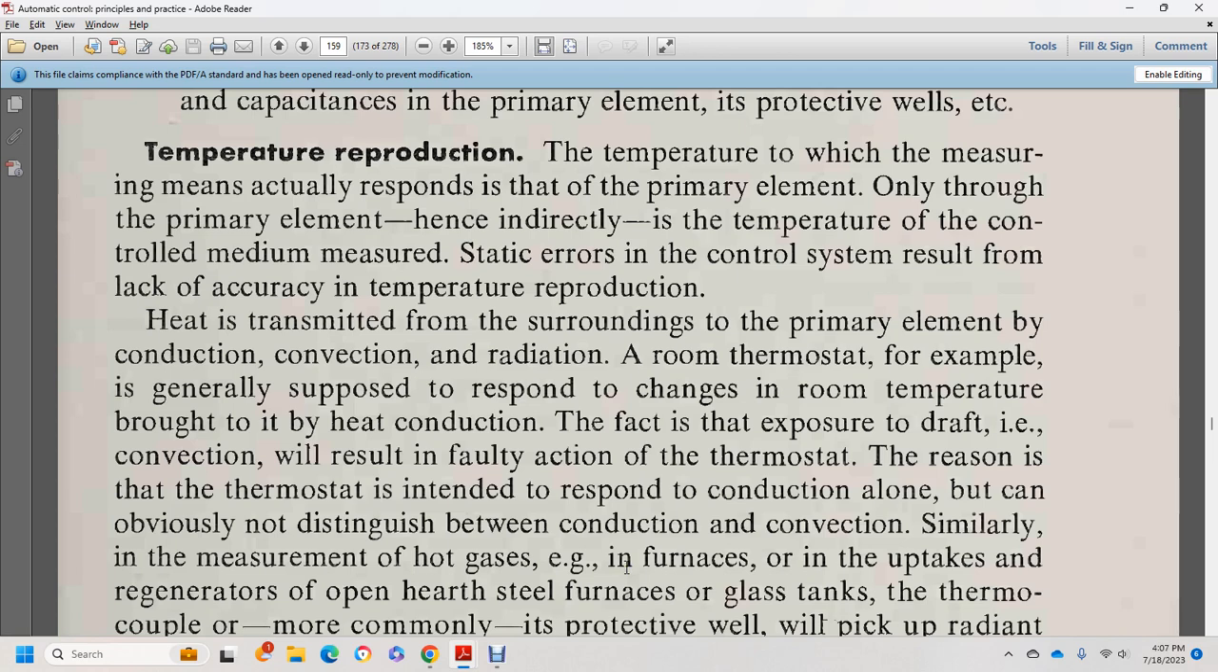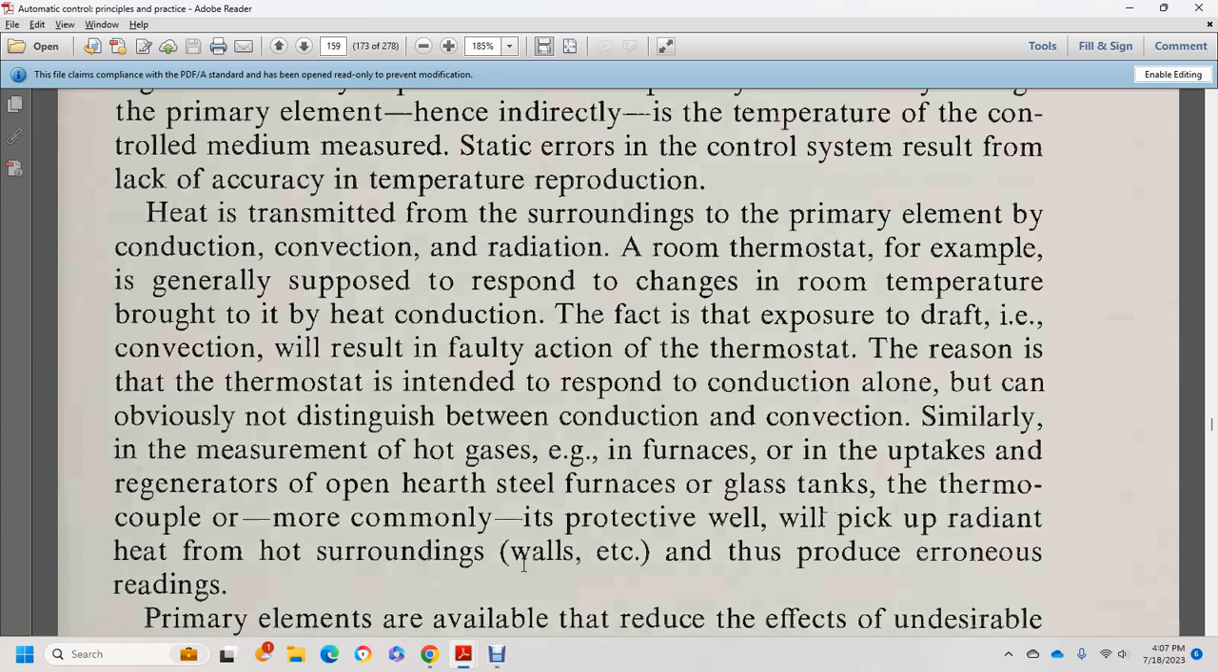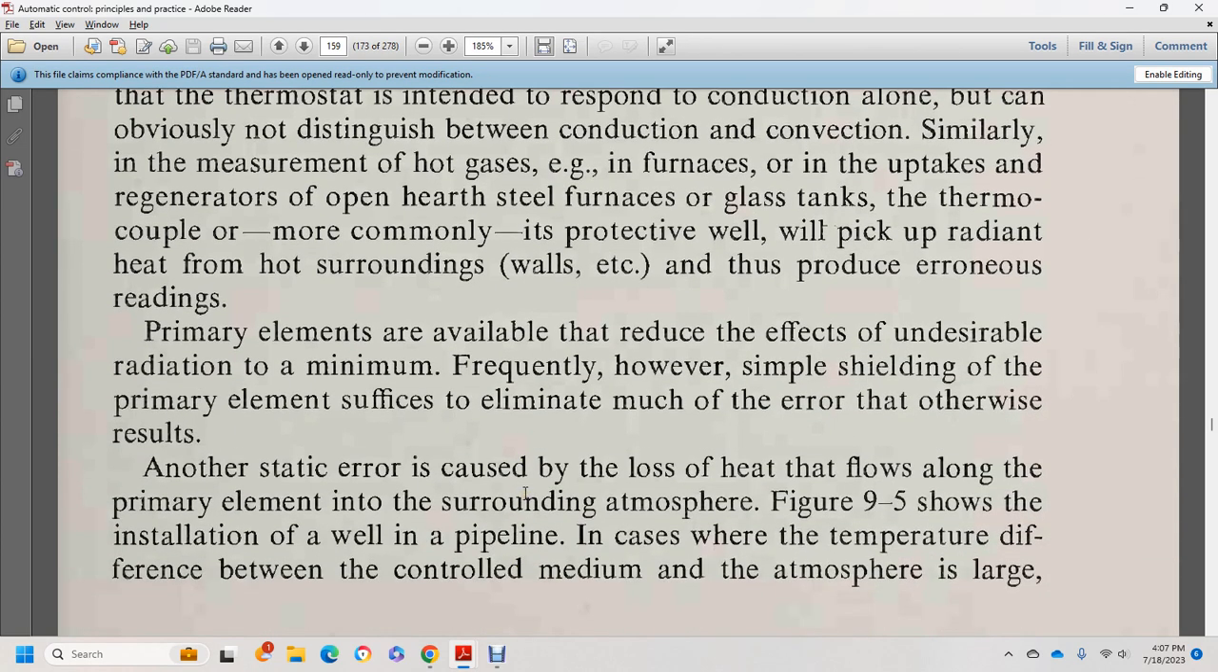It will not distinguish between conduction and convection. Similarly, with the measurement of hot gas within a furnace, for the uptakes of the regenerators of an open hearth steel furnace or a glass tank, the thermostat is most commonly pulled with a protective well, which will protect it from radiant heat from the hot surrounding walls that would otherwise give erroneous readings. Permanent elements are available to reduce the effect of undesirable radiation to a minimum. Frequently a simple shield around the primary element suffices to eliminate much of the error that would otherwise result.